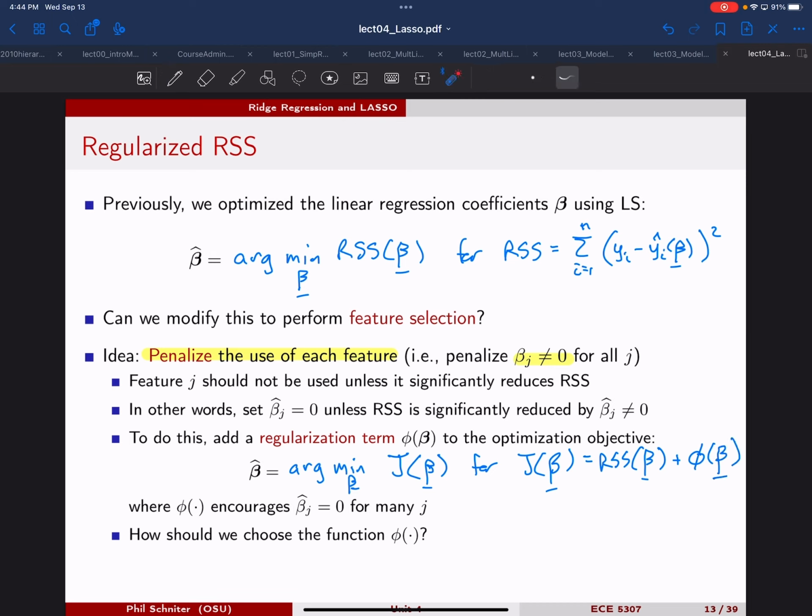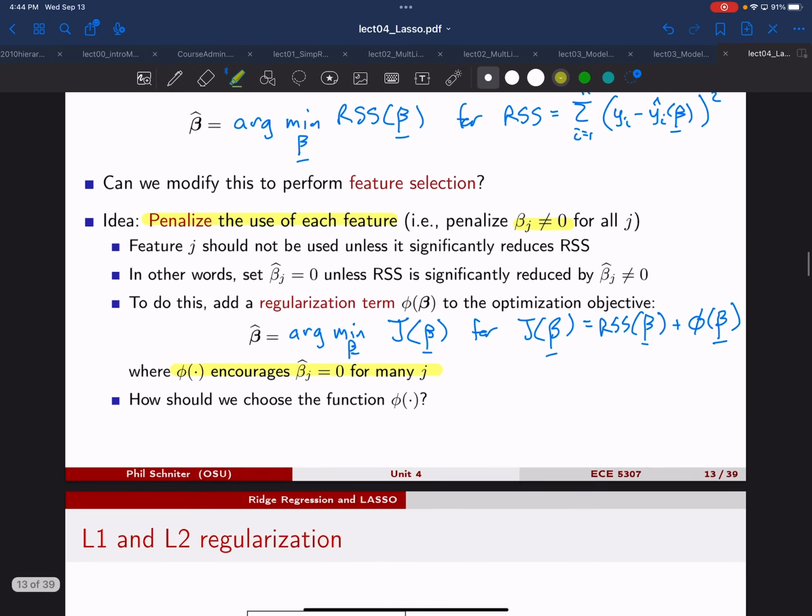Okay, so now I have a sum of two terms, the RSS plus my penalty, and this J, this cost, is the one we want to minimize. This penalty, phi, we're going to build it to encourage zero-valued solutions to this problem. Okay, so this is the main idea behind regularization. Is it sort of clear? We're doing it at a high level?